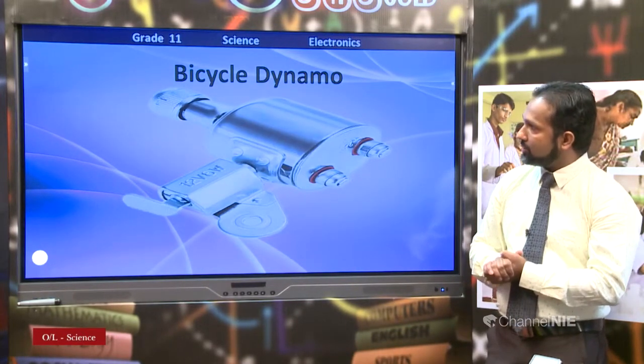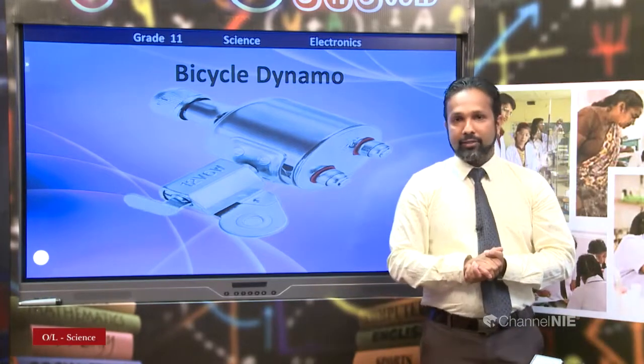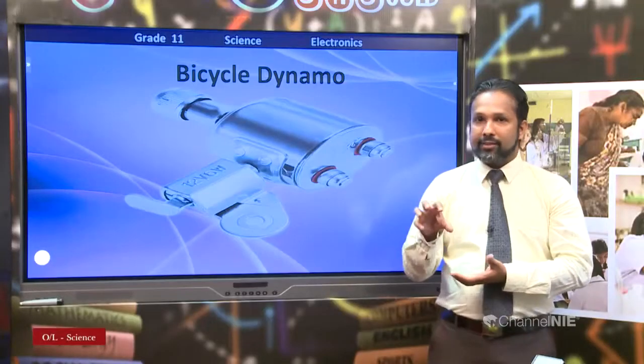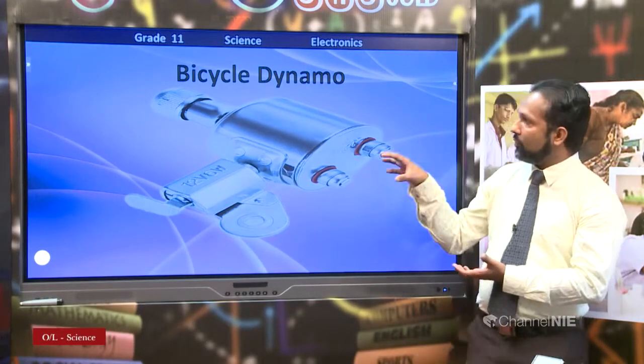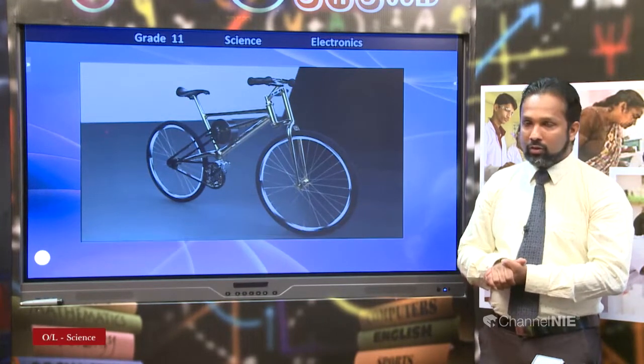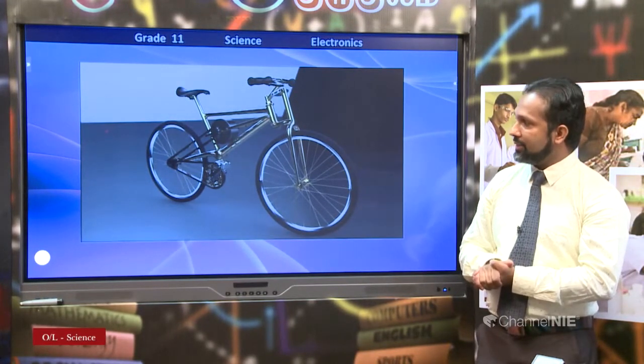This is the structure of a bicycle dynamo. My dear children, you all know that a bicycle dynamo is used to obtain current when riding bicycles at night, because the front bulb is lit with the help of current generated by the bicycle dynamo. In those days, most people used a bicycle for traveling. So, when they traveled during the night, the front lamp was lit up with the help of a bicycle dynamo. You can watch this video to understand the function of the bicycle dynamo.